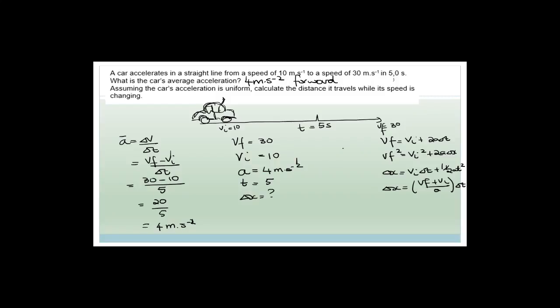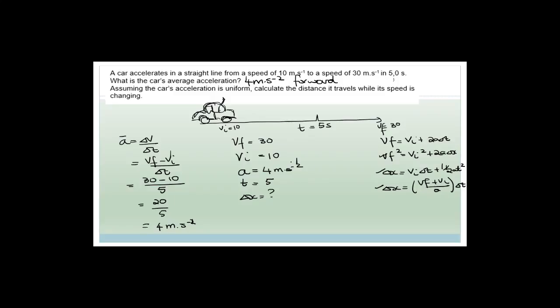So the final velocity is 30, the initial velocity is 10, acceleration is 4, the time it takes is 5 seconds, and they want the delta x. So we do have all the information that we could possibly need. So we want something with delta x. We could use this one, or this one, or this one.